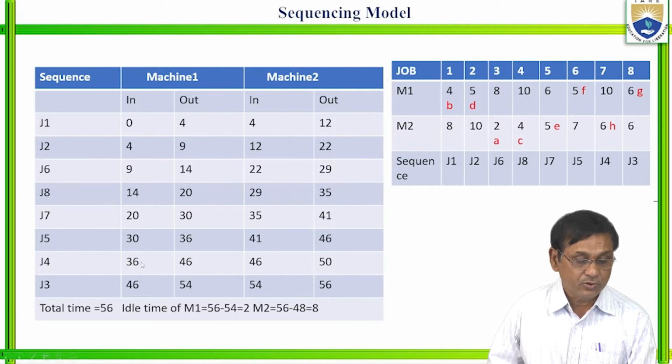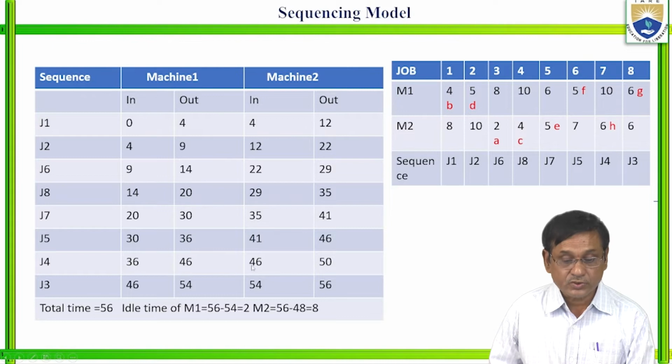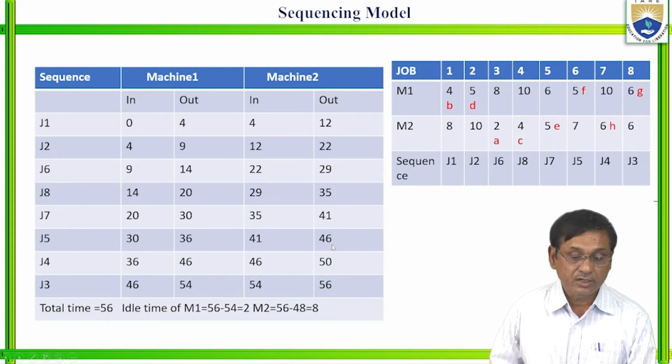Then job 4 goes to machine 1 after 36 hours and is completed after 46 hours. It goes to machine 2 straight away at 46 hours because machine 2 is idle at that time, so it will be finished by 50 hours because the processing time is 4 hours. 46 plus 4 is 50 hours.